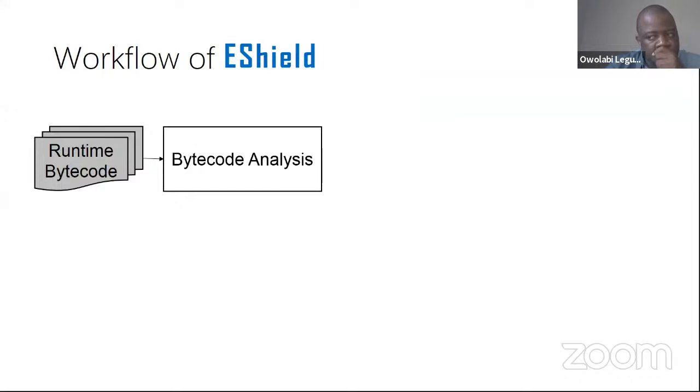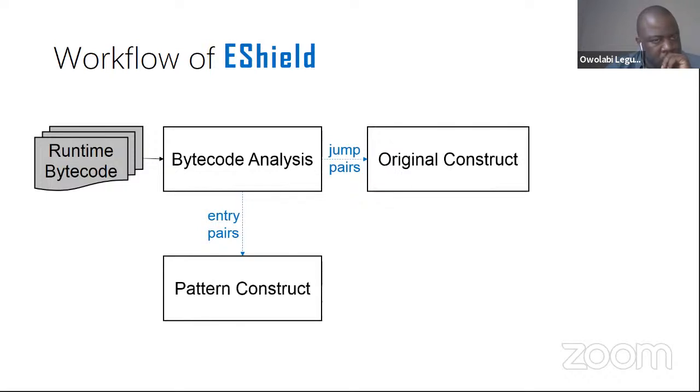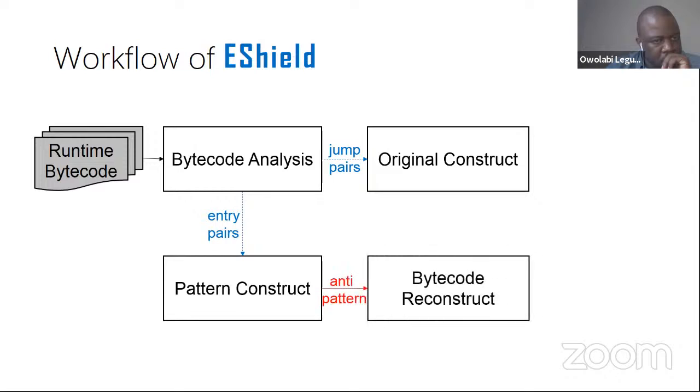eShield takes runtime bytecodes as input and puts them into an analyzer. Then it recovers the CFG and detects the suitable position to insert the anti-patterns. The pattern constructor produces the anti-patterns with the obfuscated jump address.